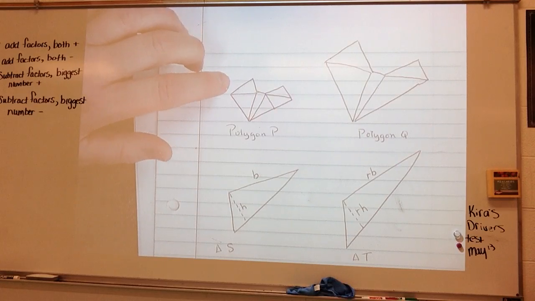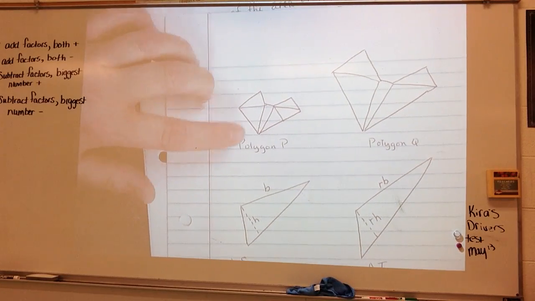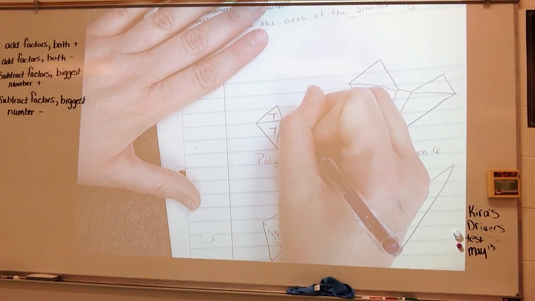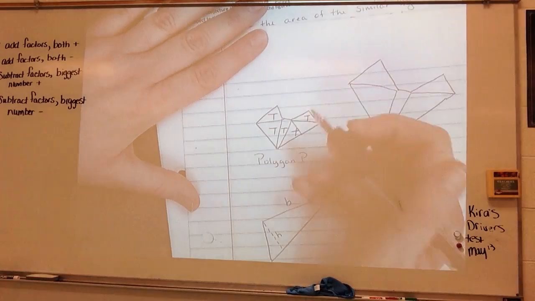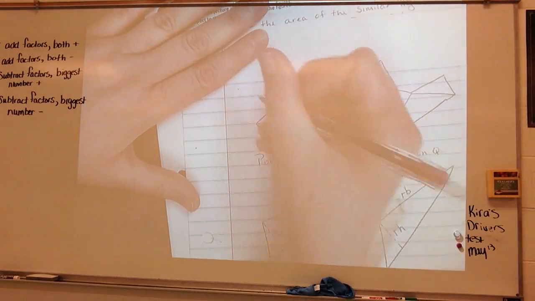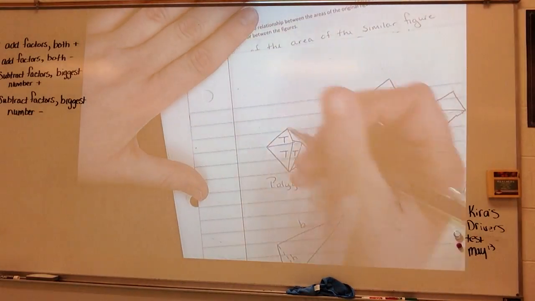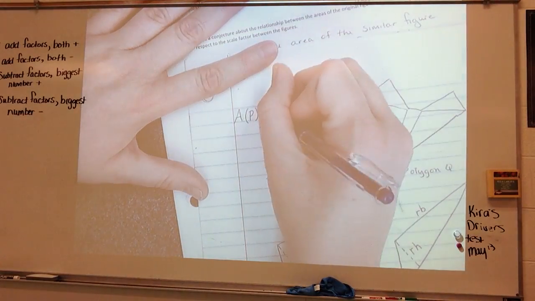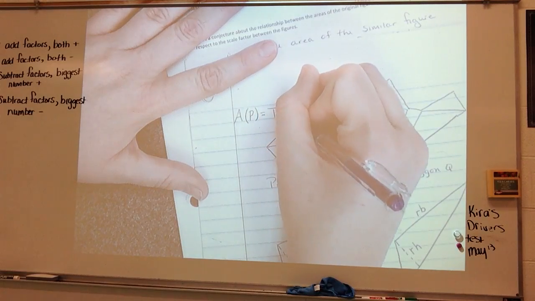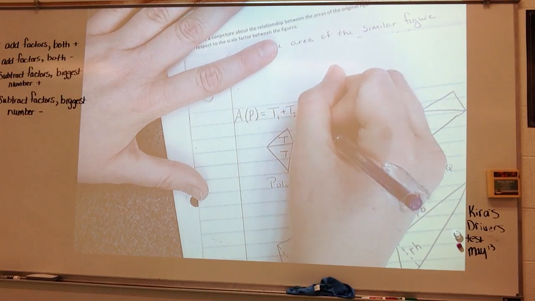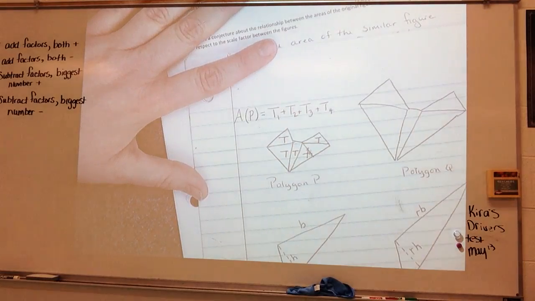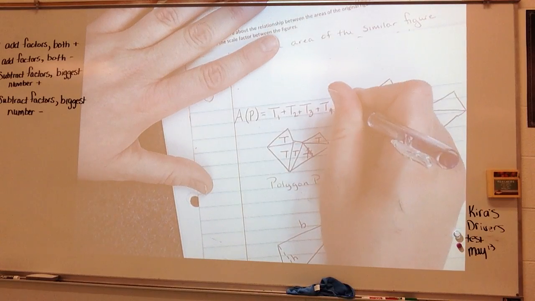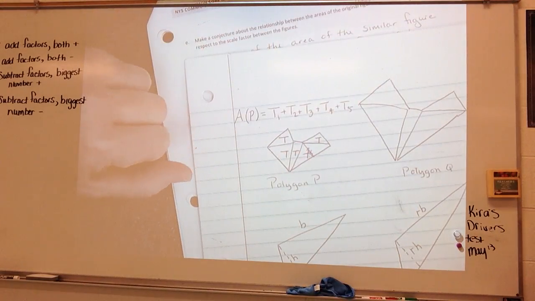So the area of polygon P would be, so here's a triangle, triangle, triangle, triangle. I don't need this line here. So the area of polygon P would be triangle 1 plus triangle 2 plus triangle 3 plus triangle 4, plus triangle 5. Alright?